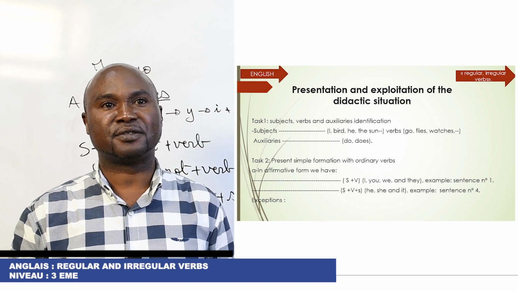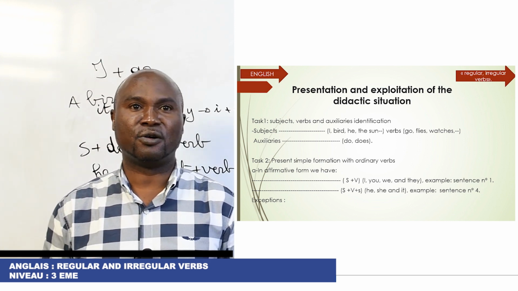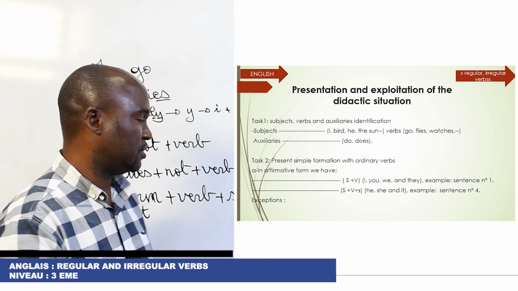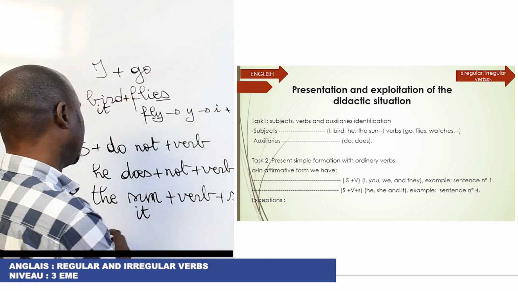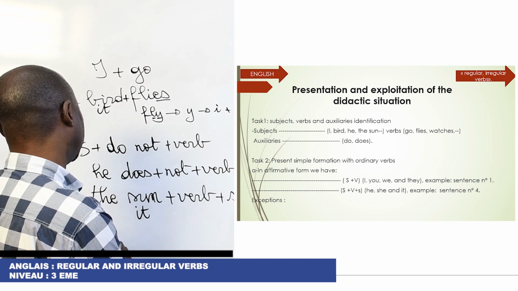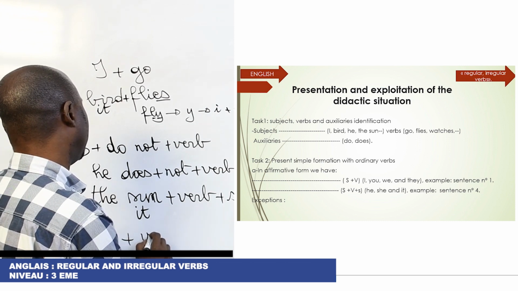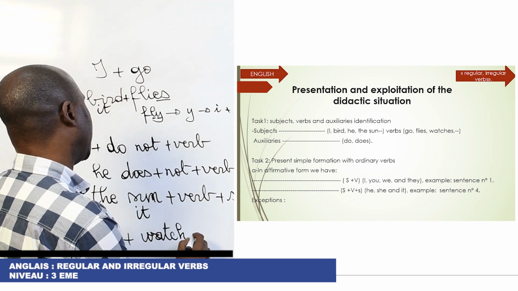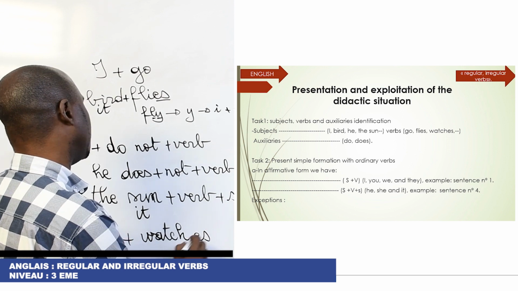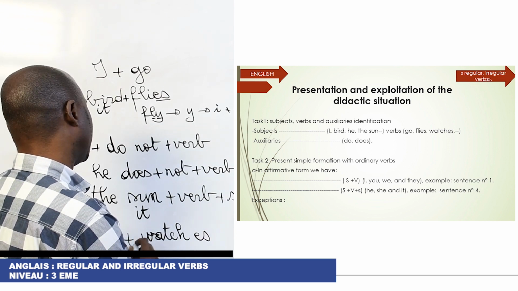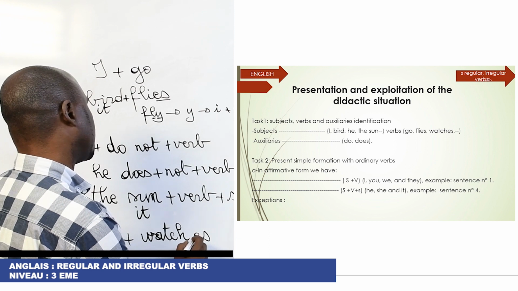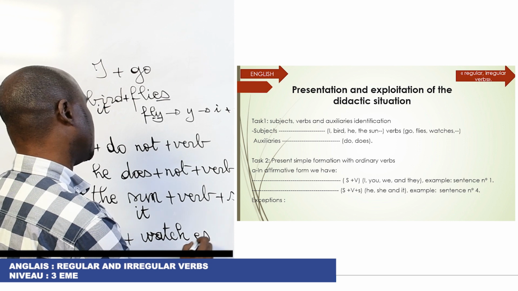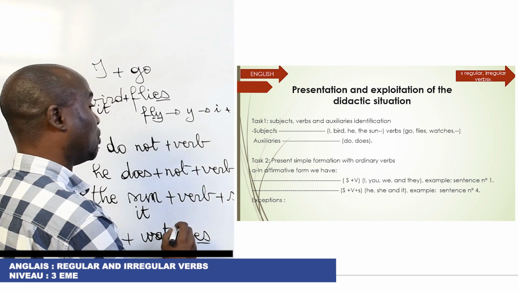Question 6. When does Dad often watch TV? Dad often watches TV at 8 p.m. In this sentence, the subject is Dad plus the verb watch, and we add es. Dad watches, or he watches. So for the third person singular, we add es to the verb.